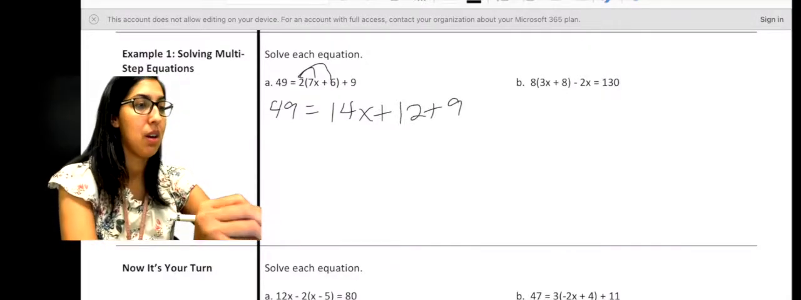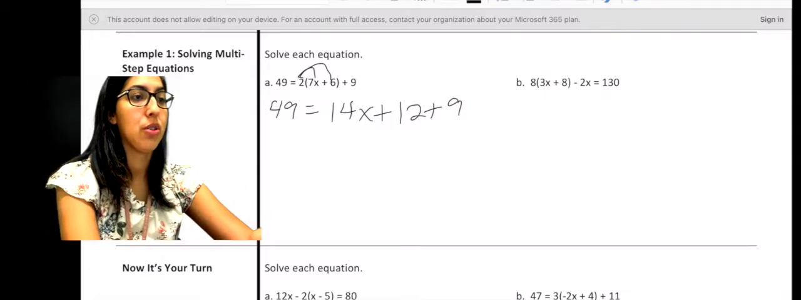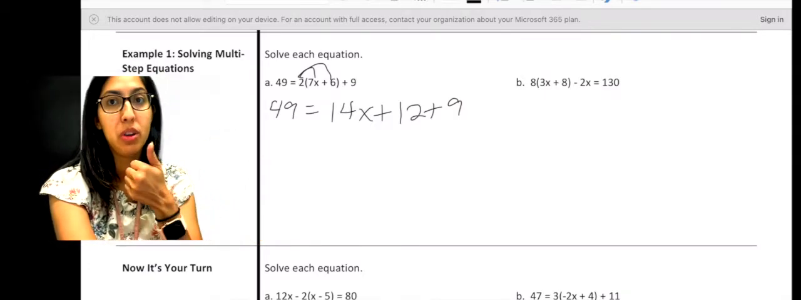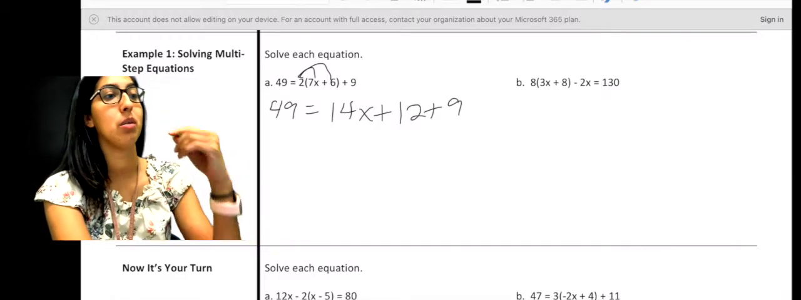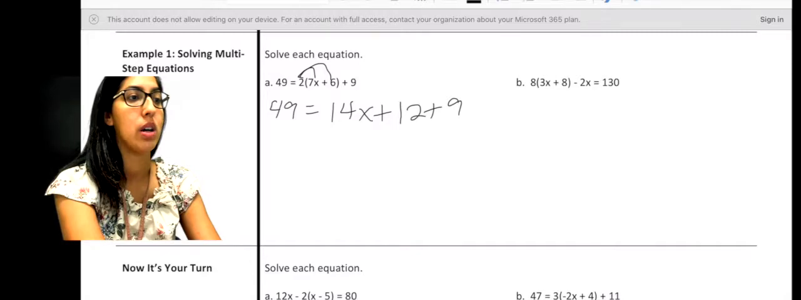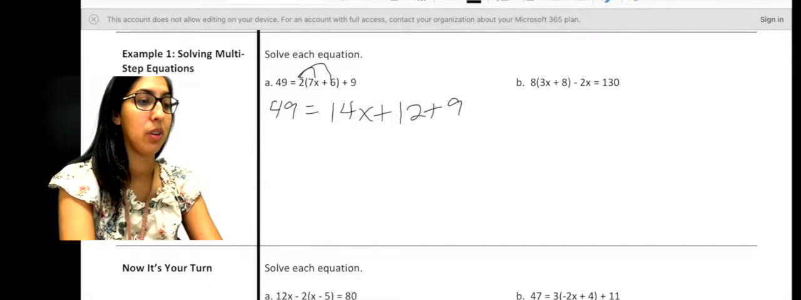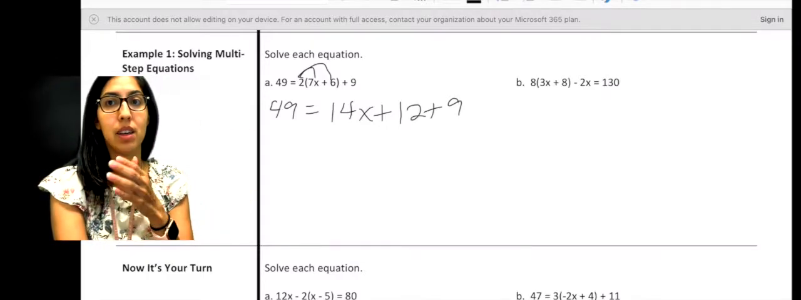I know my writing is a little hard to read on here. I'm sorry about that. Okay, so now next thing we need to do, we distributed. So now we have to combine like terms. And when we combine like terms, we are only looking at one side at a time, because we're not doing an inverse operation. We're just combining. We're not switching any signs. Remember, same side, same sign.